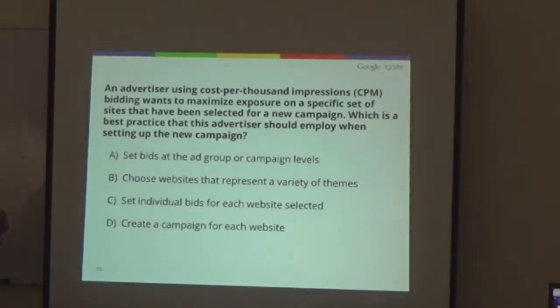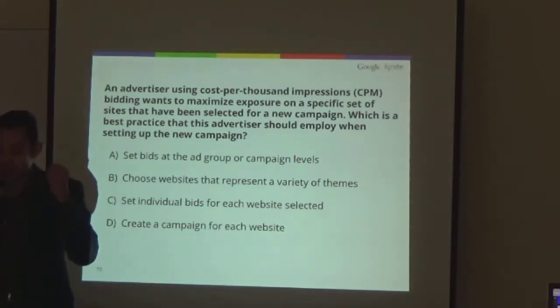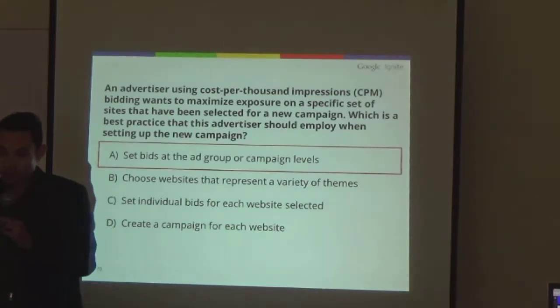What's the answer here? Take a look between the lines here: CPM bidding, and he wants to maximize exposure for a specific set of sites. So what this advertiser needs to do is to set bids at the ad group or campaign level.